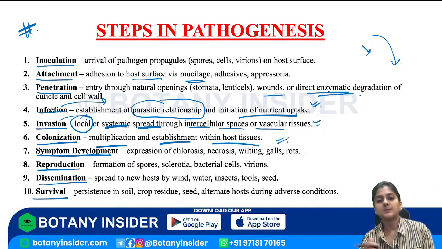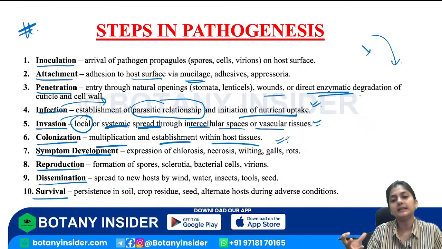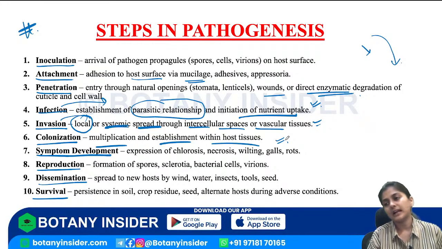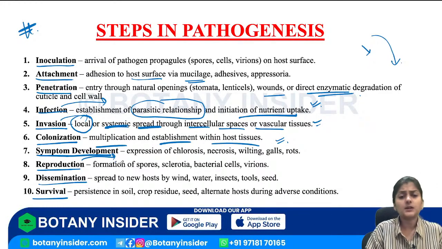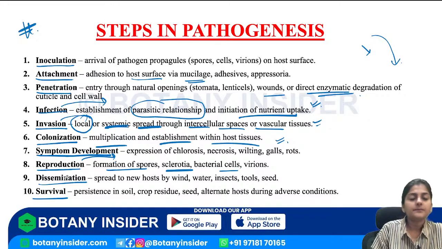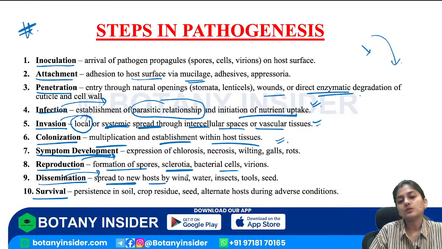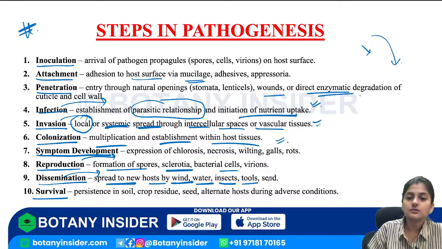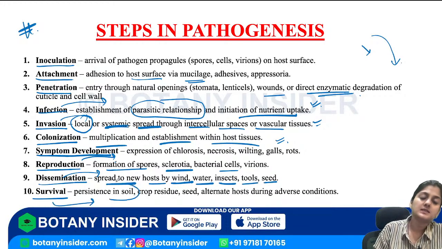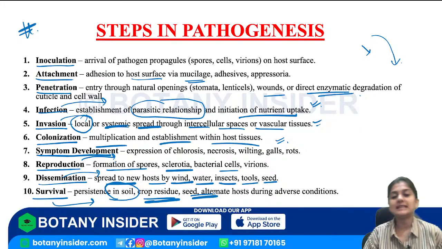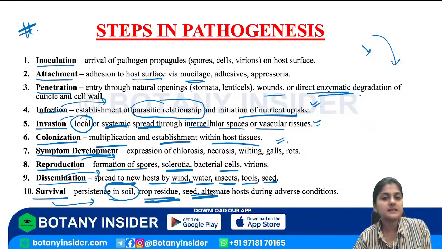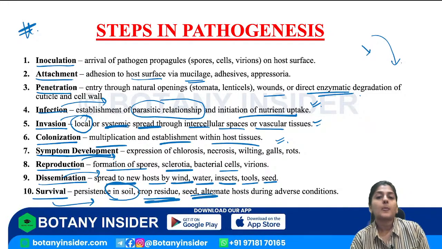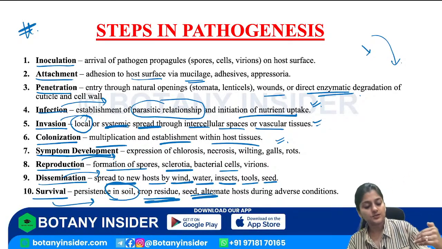because after everything has been completed, now the number of pathogens needs to be increased to increase the intensity of the reaction and the intensity of the infection and everything. Then reproduction, so formation of spores, etc. Then dissemination, that is spread to the new host by wind, water, insects, tools, seeds, etc. Then survival is persistence in the soil, crop residue, seed, alternative hosts during the adverse condition. All of these things are going to cause the pathogenesis in a sequential manner.